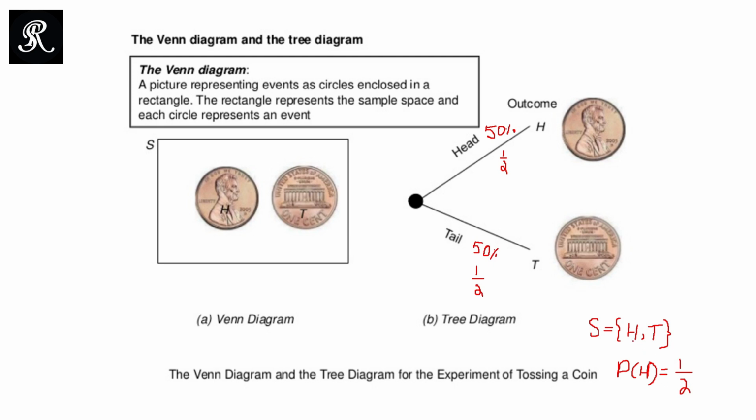In this way we can represent the Venn diagram and the tree diagram for the experiment of tossing a coin. In the next video we will see how we can represent a Venn diagram and the tree diagram for tossing a coin twice.